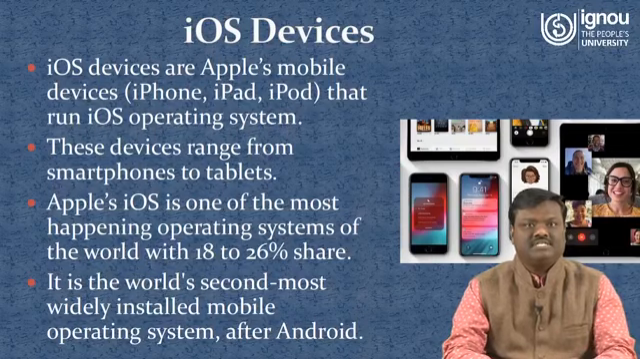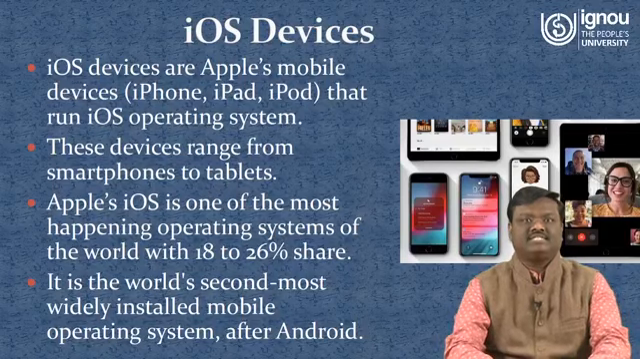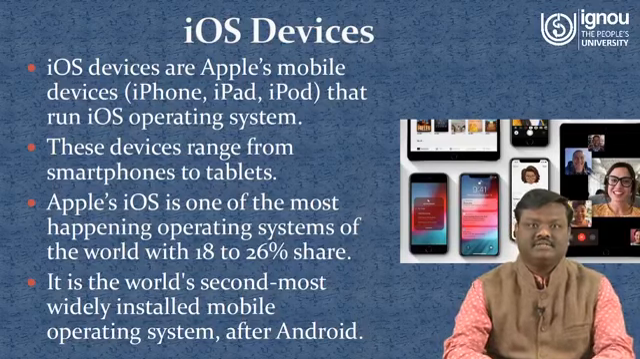In our previous discussion, we studied the Android operating system, and in 2015 the market share for Android was around 80%. So that was noted. During these 3 years, the market share of the iOS operating system has grown enormously. Right now, when we see the statistics of the previous year, it is touching 26% of the market share. So it is the world's second most widely installed mobile operating system after Android.